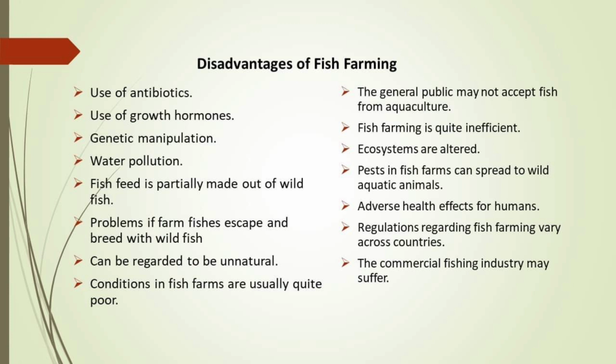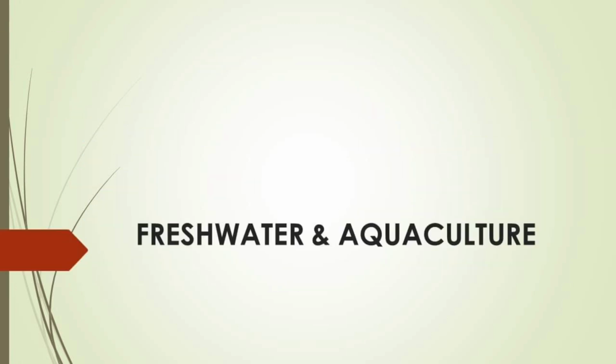Ecosystems are altered. Pests in fish farms can spread to wild aquatic animals. Adverse health effect for humans. Regulations regarding fish farming vary across countries. And lastly, the commercial fishing industry may suffer. Now let's proceed with the freshwater and aquaculture.